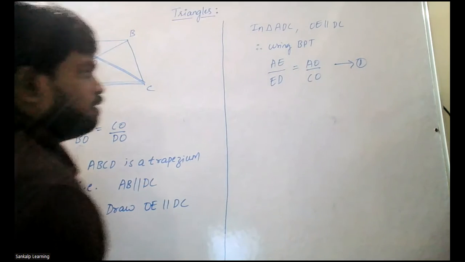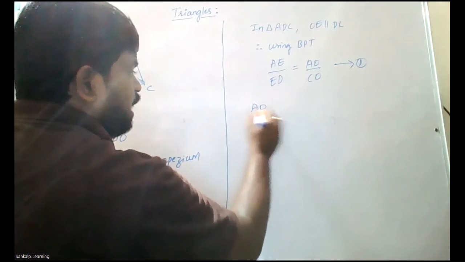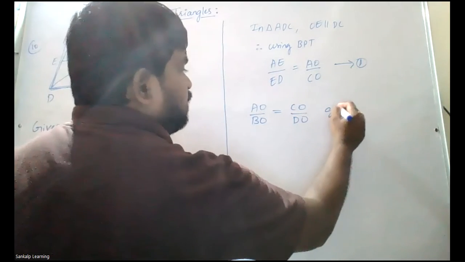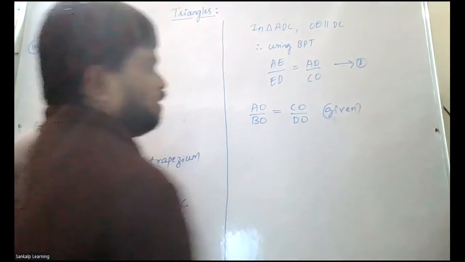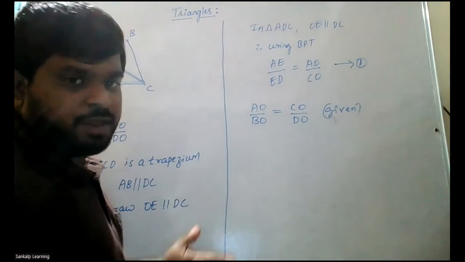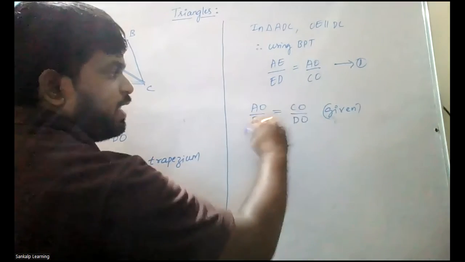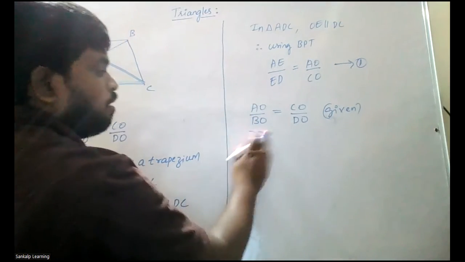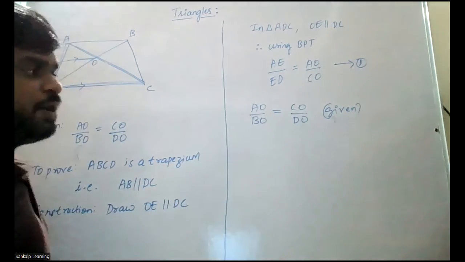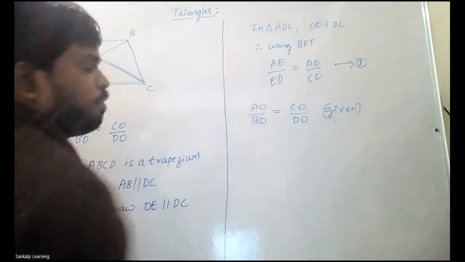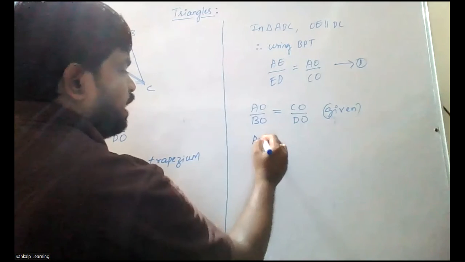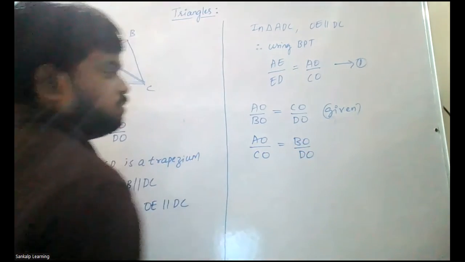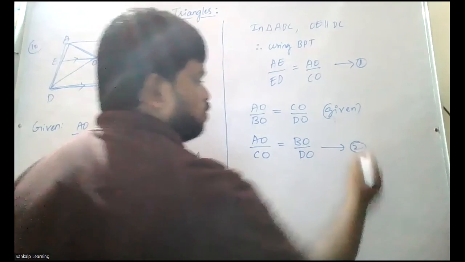Now, observe, it is given that AO by BO is equal to CO by DO. It is given in the question. As I told you in the previous question, we can swap the places of the numerator and denominator. But you cannot swap numerators with numerators. So AO by CO is equal to BO by DO. Let's take this as equation 2.